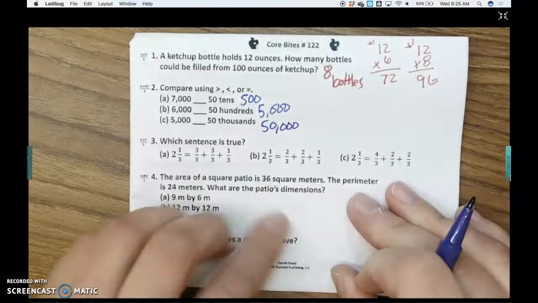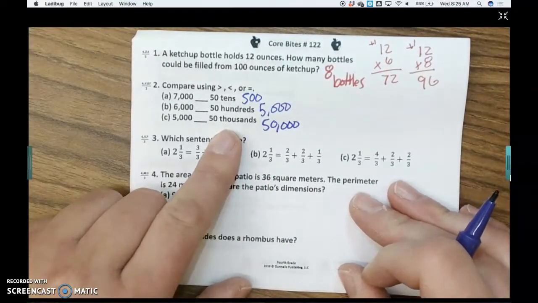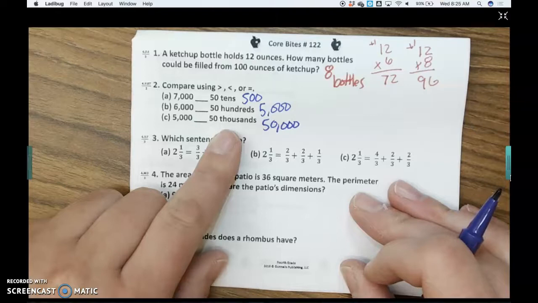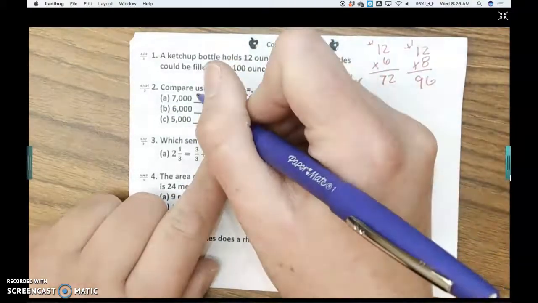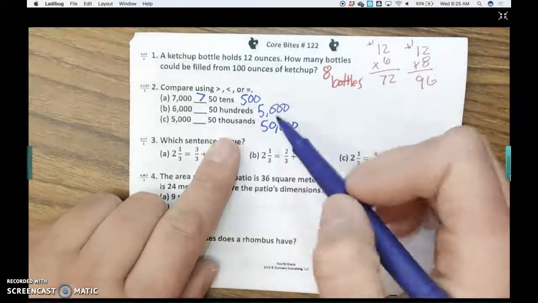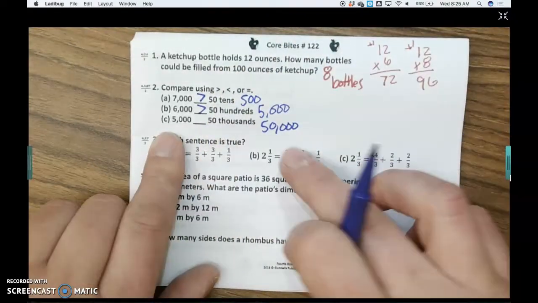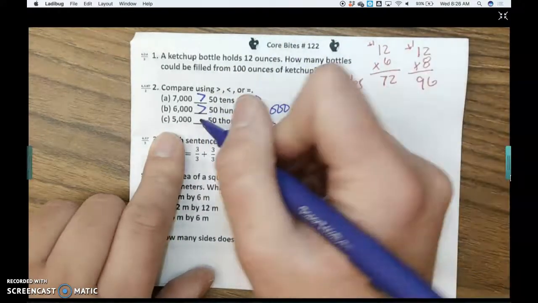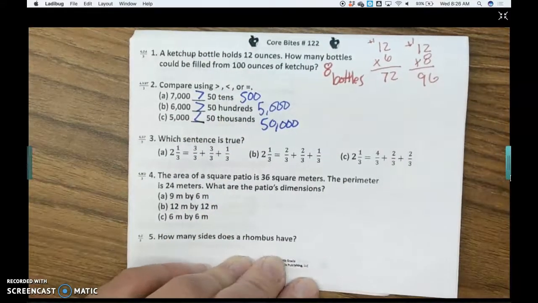So for these guys, because it has the place value, it's always good to go ahead and write it out so you see what you're actually dealing with the numbers, okay? 7,000 compared to 500. Clearly, 7,000 is greater than. 6,000 compared to 5,000. 6,000 is greater than. 5,000 compared to 50,000. 5,000 is less than. Okay, so that's how you would work those out.